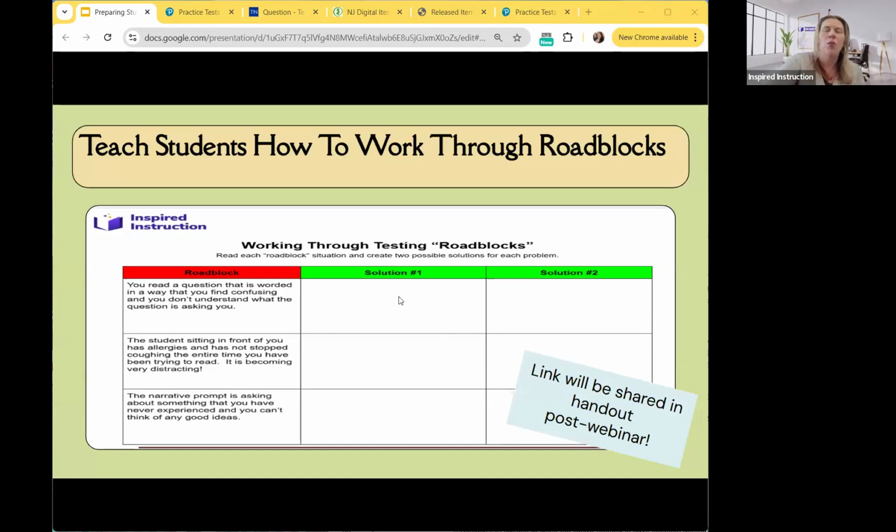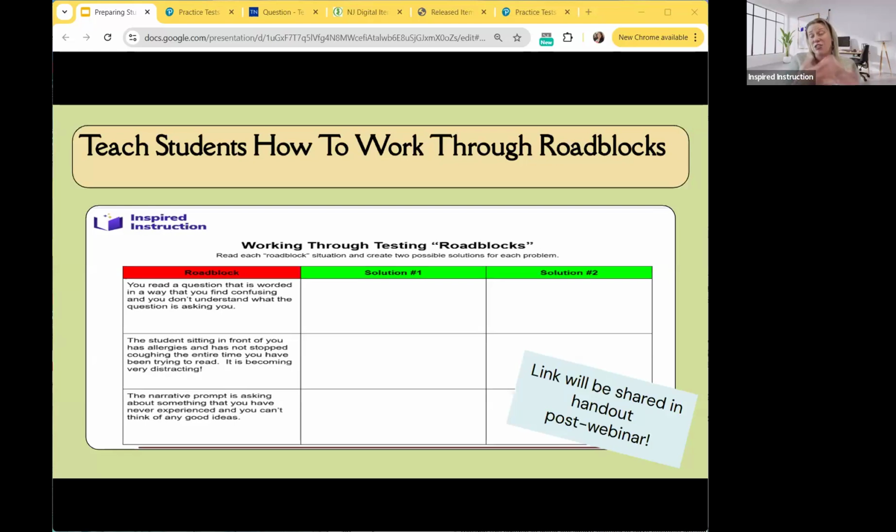Having them think about, okay, what are the possible things that could go wrong during the test? And not to scare them, not to make them nervous, but to help them think of solutions. So for example, you read a question, it's worded in a way that you find confusing, you don't understand what the question is asking you. What are some potential solutions? This is definitely something that you could edit and make your own based on things that make your own students anxious.